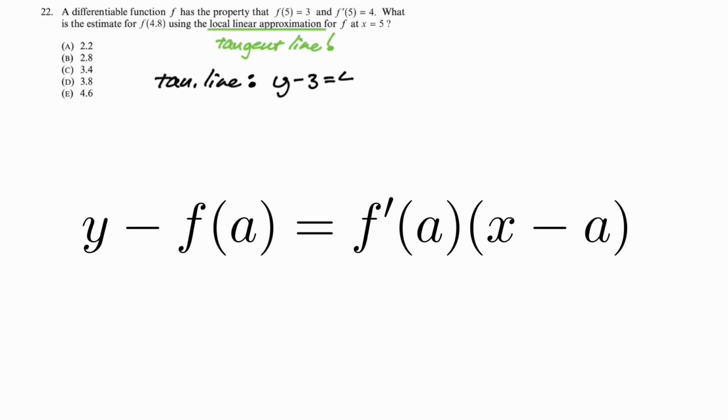22, a differentiable function f has the property that f of 5 is 3 and f prime of 5 is 4. What is the estimate for f of 4.8 using the local linear approximation for f at x equals 5? So the first thing I look at is I see local linear approximation. That is just fancy talk for tangent line. So we're going to write the tangent line and we're going to plug in 4.8. That's basically what the problem says. So tangent line, we're going to do y minus the y value equals the slope, and then x minus the x value, right? Point slope form all the time.